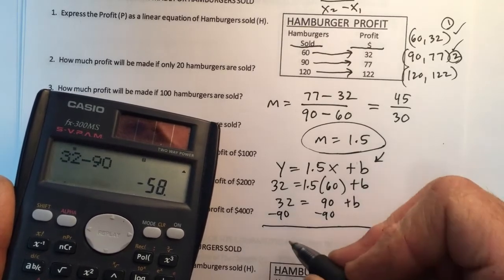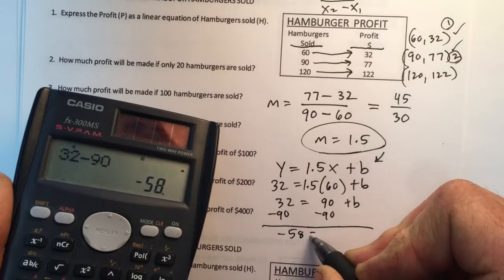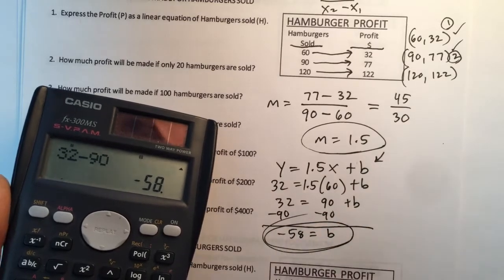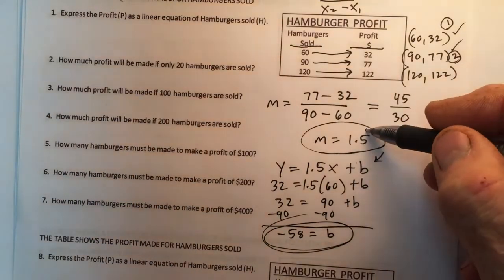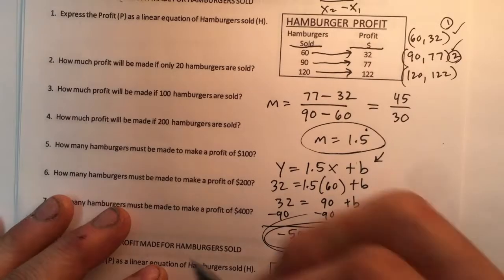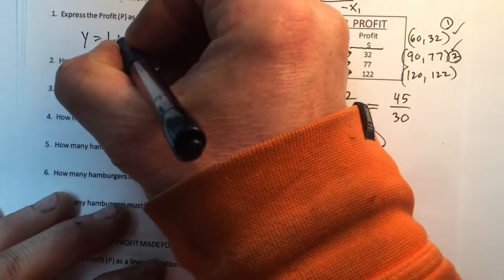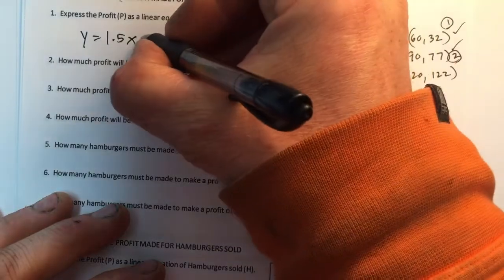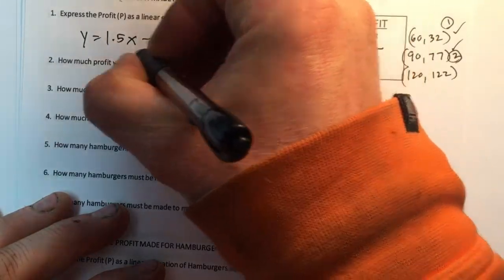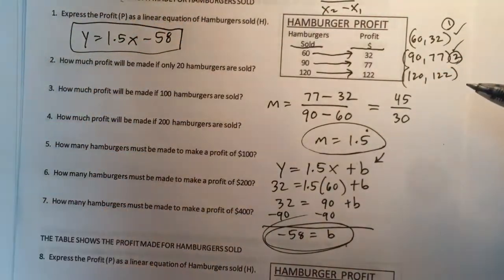And that's negative 58. That's my b right there. So there's my slope, and there's my y-intercept. That's the two things I need. So y equals 1.5x minus 58, and that's my equation for the hamburgers.